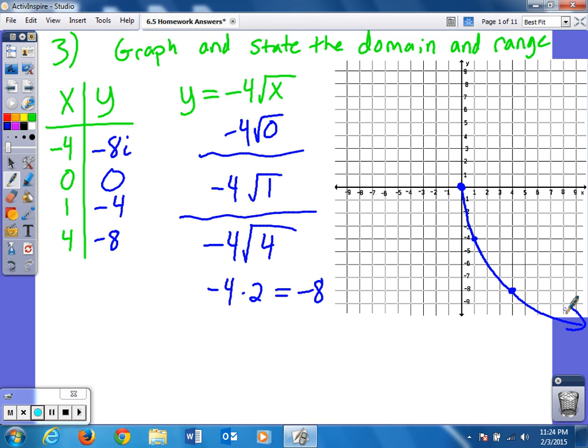So for the domain and range, the domain is all real numbers greater than or equal to 0, or another way of saying that is all non-negative real numbers. For the range, well, if we look at what y values we have, we can have any negative y values, we can have 0. We just can't have positive y values here. They don't pop up on this graph. So we could say any non-positive real numbers for the range.